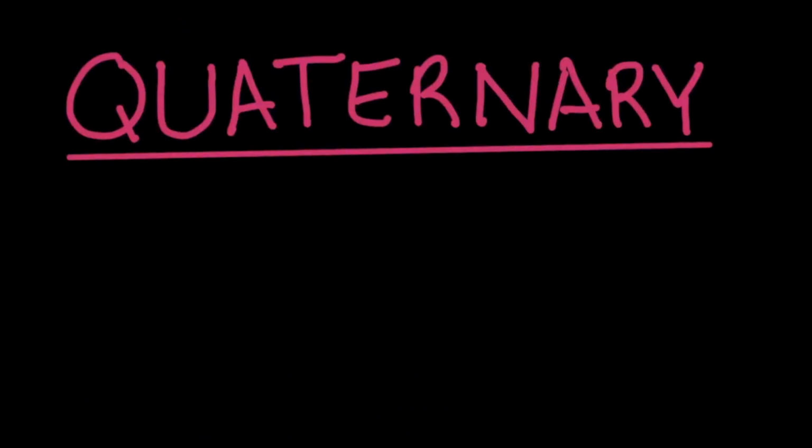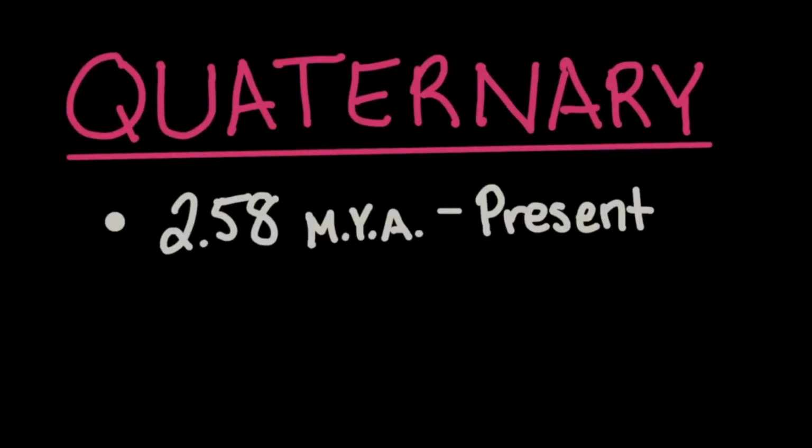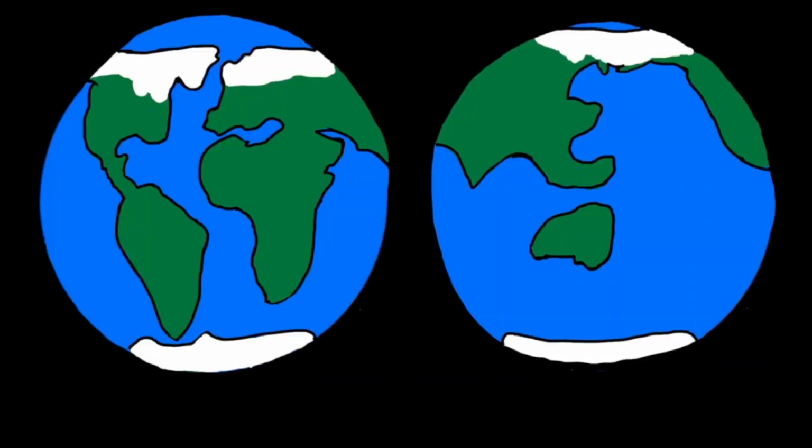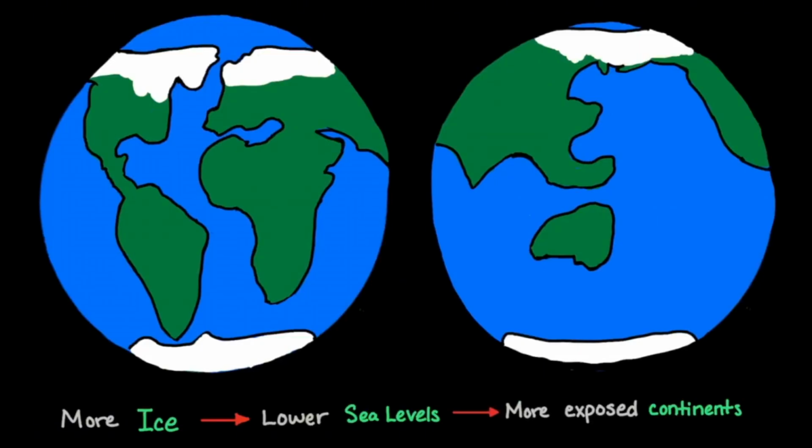The Quaternary period spans from 2.58 million years ago to the present day. It is the third period of the Cenozoic era. During this time, large ice sheets trapped water, which lowered sea levels. With lower sea levels, continental shelves were more exposed. Over the period, most of this ice melted, which led to the continental arrangement of today.